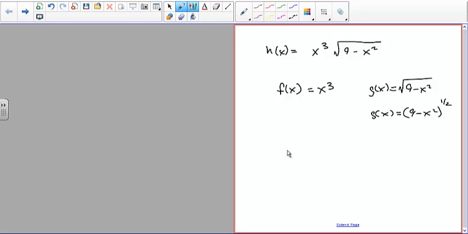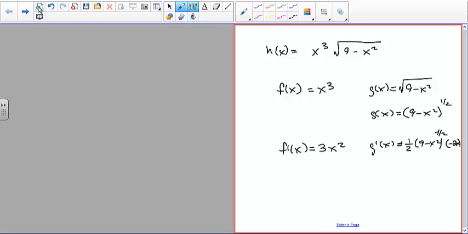And so now we can take the derivative. So the derivative of this would be 3x squared, and the derivative of this, you'd have to use the chain rule. So you get 1/2, the exponent, times 9 minus x squared to the negative 1/2 power, times the derivative here, which would be negative 2x.